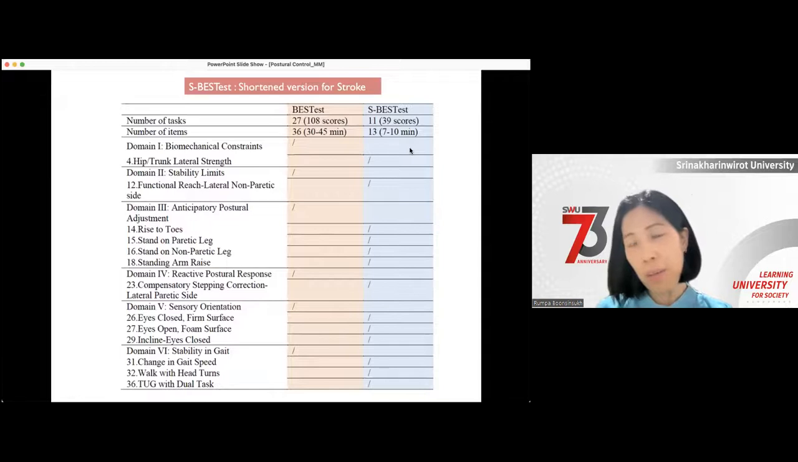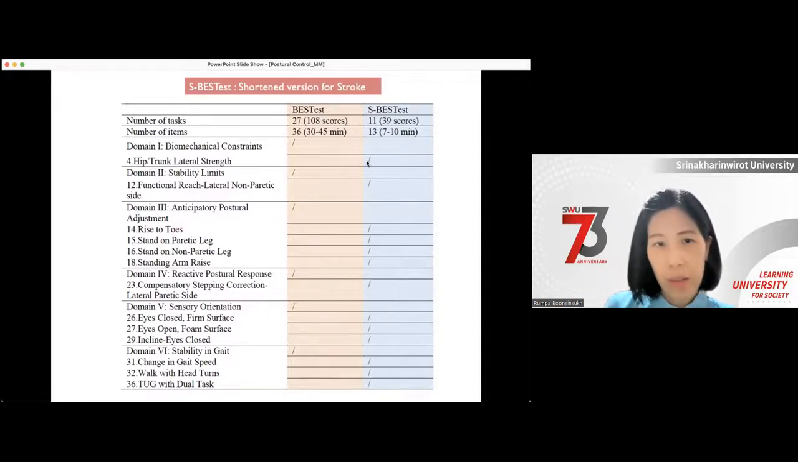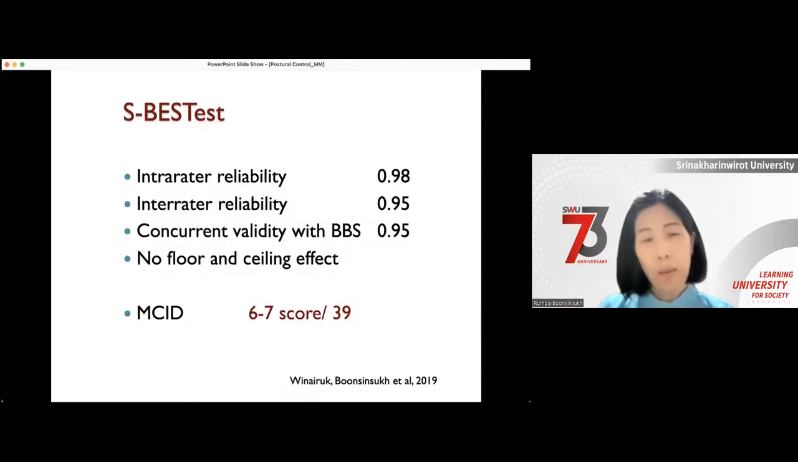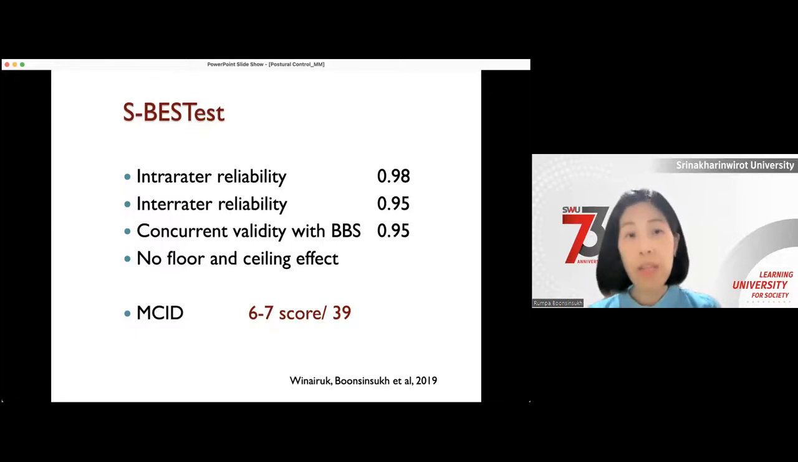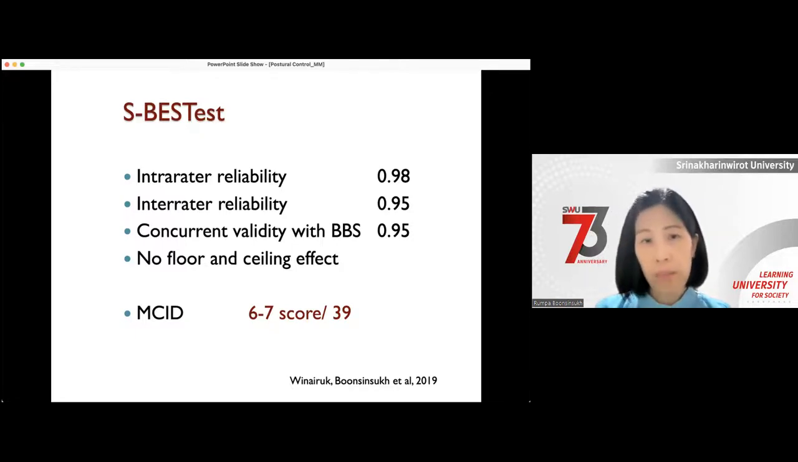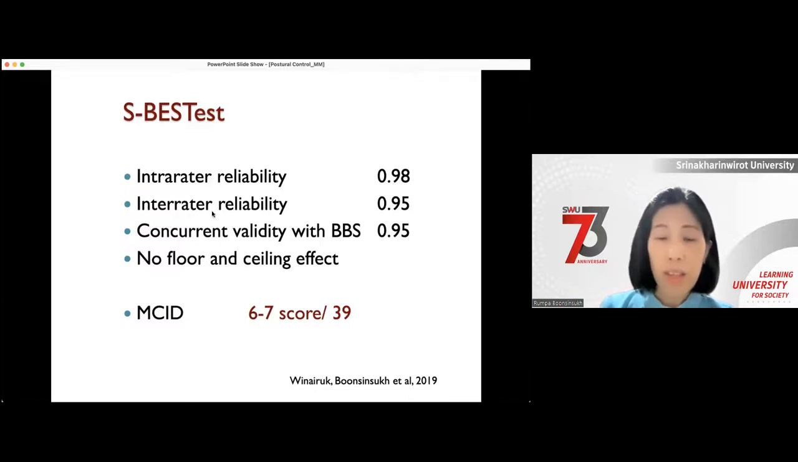So the S-BESTest takes about 10 minutes to do, and these are the items present in the S-BESTest. We looked at the psychometric properties of the S-BESTest and found that it shows excellent intra-rater reliability, inter-rater reliability, and also excellent concurrent validity with the Berg Balance Scale, no floor effects, and an MCID of 6 to 7 points out of the 39.